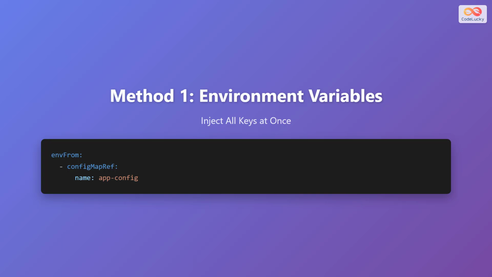If you want to inject all keys from a ConfigMap at once, Kubernetes provides a simpler approach using envFrom. Instead of defining each environment variable individually, you use the configMapRef directive. You simply specify the name of the ConfigMap, in this case, app-config. Kubernetes will automatically create environment variables for every key-value pair in that ConfigMap. This is much more convenient when you have many configuration values and want them all available as environment variables. The key names from the ConfigMap become the environment variable names.